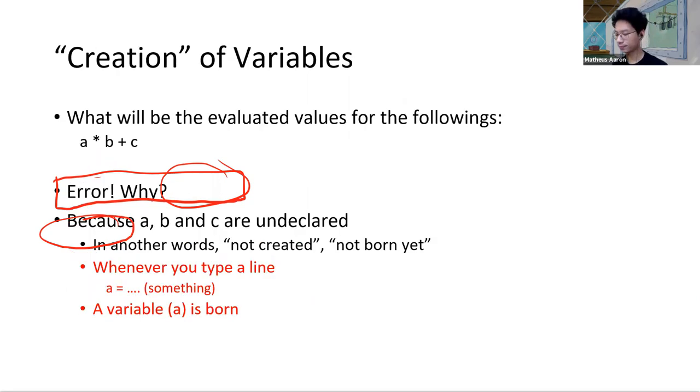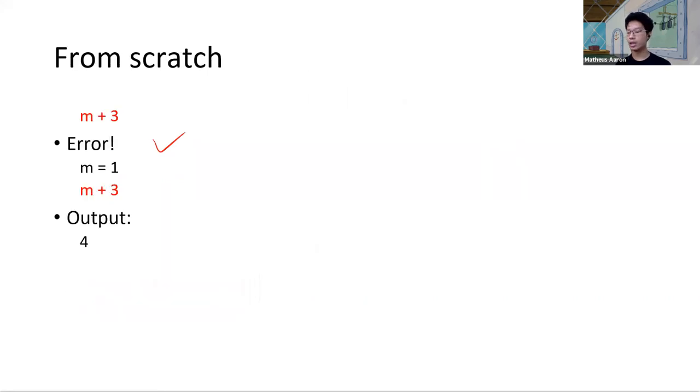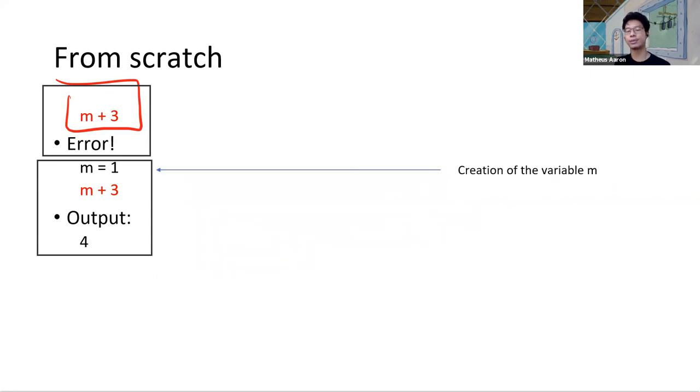So this will evaluate as an error because A, B, and C have not been declared yet. So make sure that when you want to use a variable in your calculation, you declare them first. In this case, we have an example where if this part only, it produces an error. But if you take the bottom part, okay, this is one part, this is one part, if you take the bottom part, then it can actually calculate because it has been declared. It has been created.